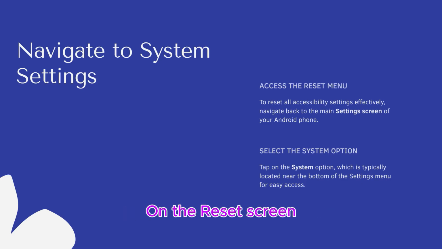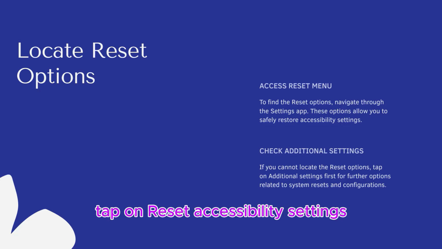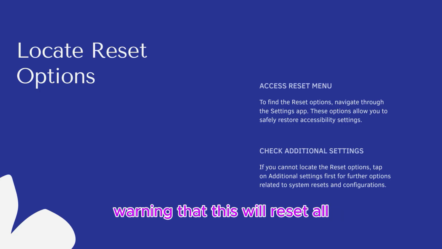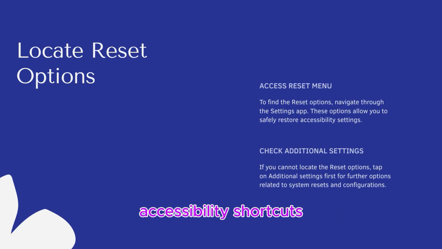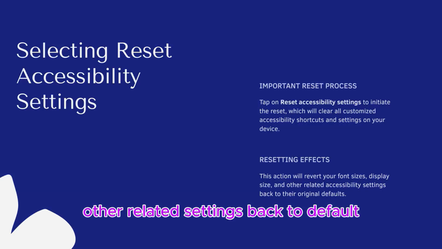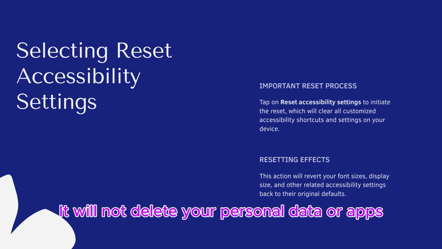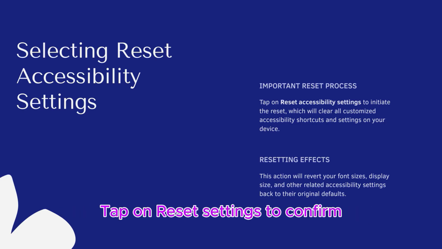On the reset screen, tap on Reset Accessibility Settings. You will see a warning that this will reset all accessibility shortcuts, font sizes, display size, and other related settings back to default. It will not delete your personal data or apps. Tap on Reset Settings to confirm.